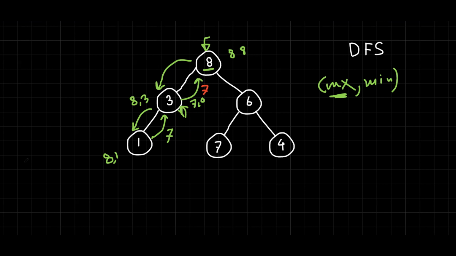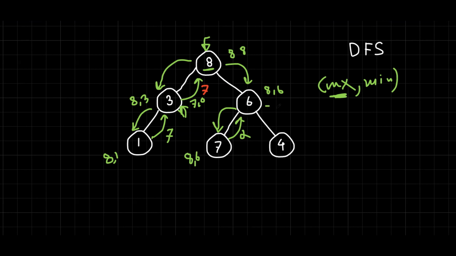So far so good. Now from the node 8, we will go to the node 6 and here the maximum value is 8 and the minimum value is 6. And from this node 6, we will go to the node 7 and here the maximum value is 8 and the minimum value is also 6. So here from this 7, we will return the difference between 8 and 6, which is 2. What does this 2 basically mean? This 2 means the difference of the lowest and the highest node along this path.